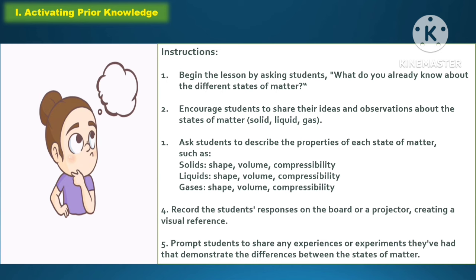Activating prior knowledge: begin the lesson by asking the students, what do you already know about the different states of matter? Then encourage students to share their ideas and observations about the states of matter, such as solid, liquid, and gas. Ask students to describe the properties of each state of matter, such as the solid's shape, volume, and compressibility, the liquid's shape, volume, and compressibility, and the gas's shape, volume, and compressibility.